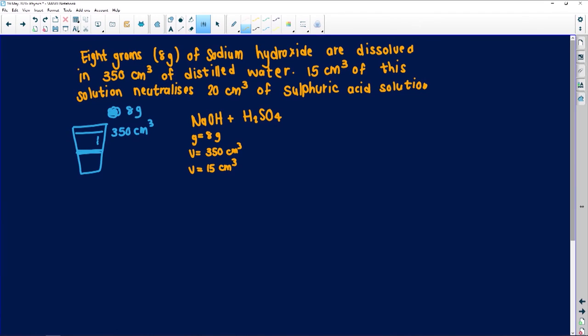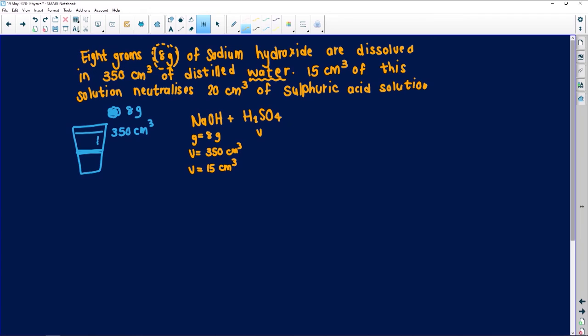We had 350 cubic centimeters of distilled water, and we dissolved 8 grams of that. Once it was dissolved in the water, we made sure that it was shaken up nicely and no one could see anything, and then we took 15 cubic centimeters of the diluted solution from the cup, where we had put in the 8 grams of sodium hydroxide. So that's what happened, right? So under the H2SO4, we have a volume of 20.